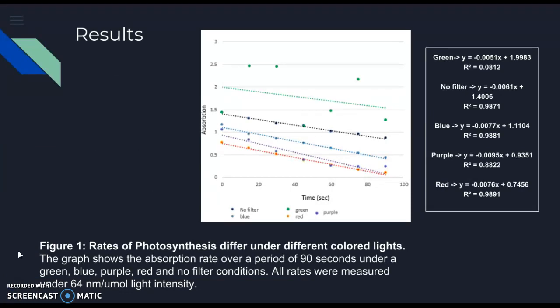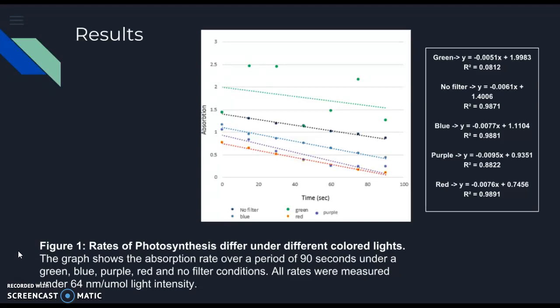Results. The figure shows that the rates of photosynthesis differ under different colored lights, which are green, blue, purple, red, and no filter or the natural light condition. All rates were measured under 64 nanometer over micromole light intensity and over a period of 90 seconds. Our graph shows that the green light had the shallowest regression line of them all, and as we can see, the dots are very scattered throughout the graph, which is something we expected.